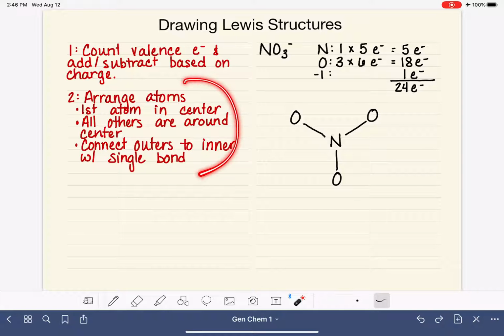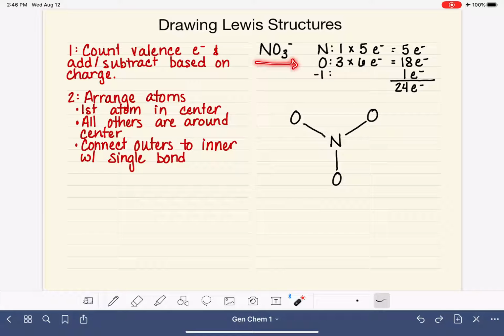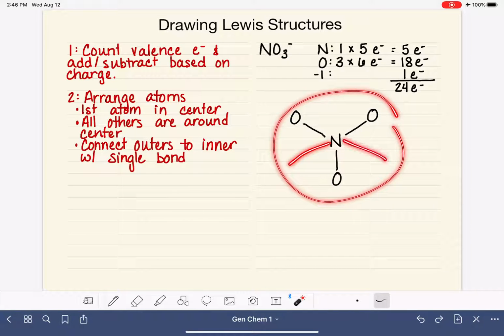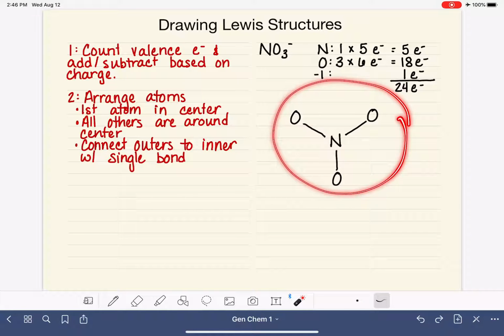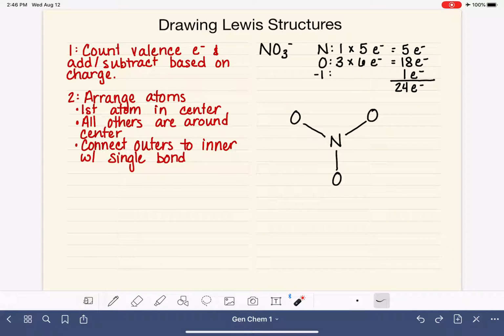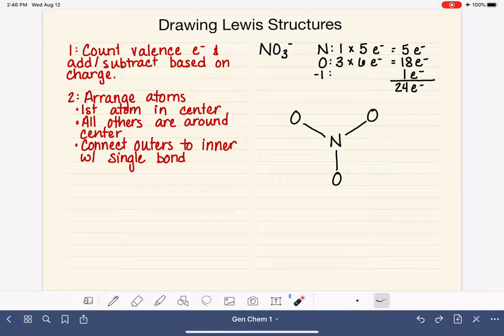This is always going to be the rule of how you go about arranging the atoms. So as you're reading from left to right, the first atom is always going to be in the center, and then all the other atoms are going to be arranged outside, around it, connecting to it. If the molecule has any sort of different arrangement, that arrangement will be described to you before you start drawing the Lewis structure. So if you're not given a description of how to arrange the atoms, always assume that it's going to follow this trend right here.